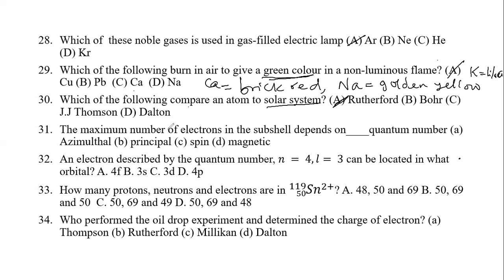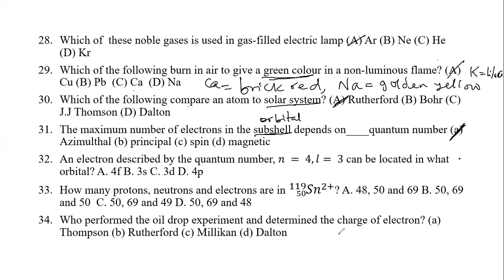Question number 31 says that the maximum number of electrons in the subshell depends on what quantum number? It is the azimuthal quantum number. The azimuthal quantum number gives us the number of electrons present in the subshell. The subshell is also known as orbital. Orbital is the region in the atom where an electron can probably be located.